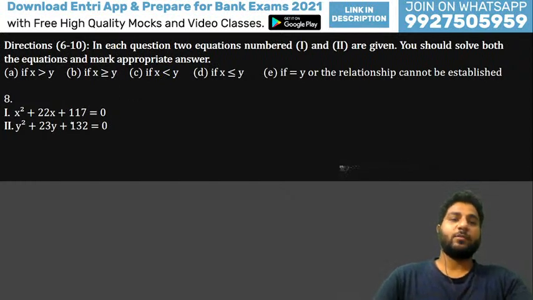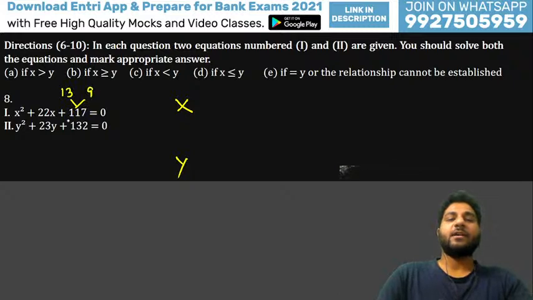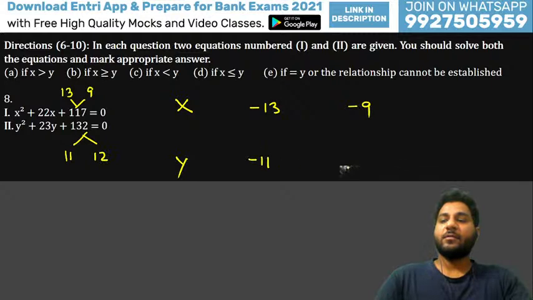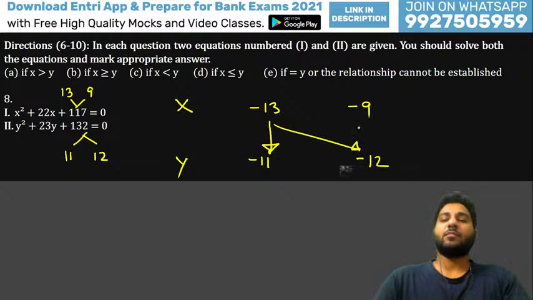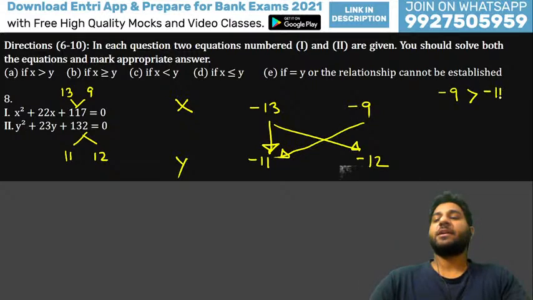Next, it is also plus plus plus plus. That means all the roots will be in negative nature. Okay, look at this. 13 nines are 117. So minus 13 and minus 9 would be the factors, or you can say the roots, of the first equation. So the second equation's roots would be 11 and 12, minus 11 and minus 12. Okay, look at this. The greater the number is in negative, the smaller it will be. So look at this. X is greater because minus 9 must be greater than minus 11.